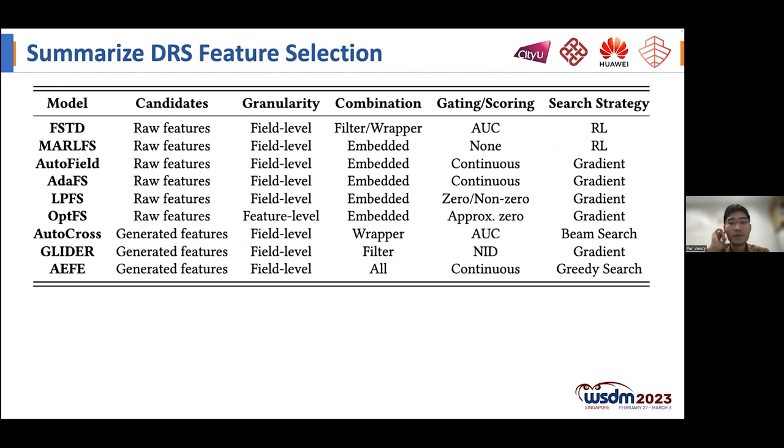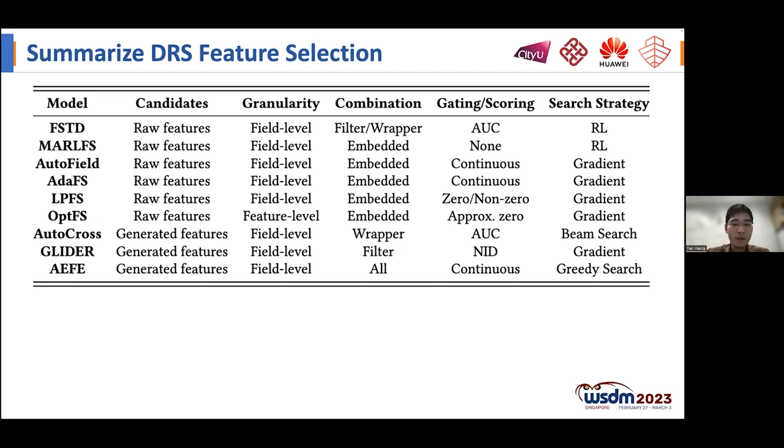At first, let's briefly look at the summary for the feature selection methods. Most existing works are embedded methods for feature selection, since it's easier for this kind of method to formulate the feature selection problem and retrain the recommendation model. In addition, a few works proposed feature network selection, which might be a potential direction for improving the effectiveness of feature selection methods.